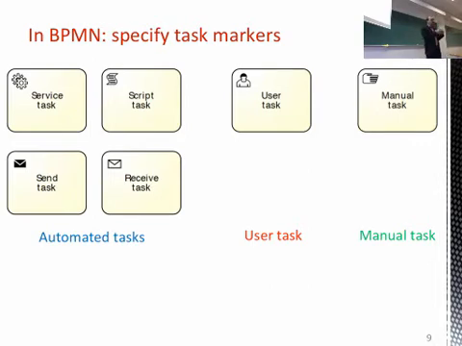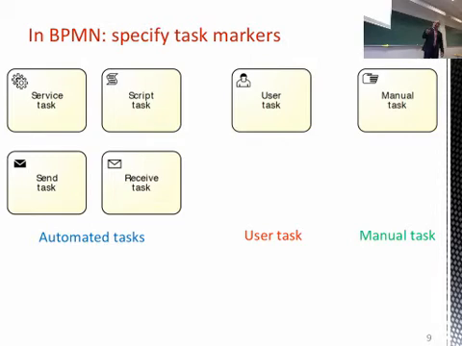And the dual of that is receiving something. So you are in a part of a process where you are waiting for input from the customer. For example, the customer has to choose whether they want their product in red or in green. So you are expecting a message from the customer. And it doesn't matter how that message comes. It can come through an email, or through some external web service call. You're just expecting a message from the user. So this is a receive task.